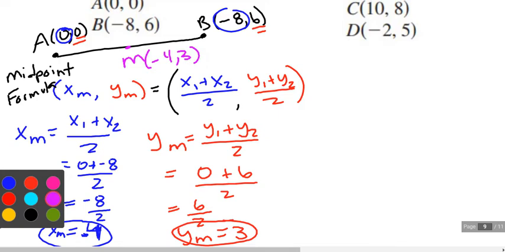In terms of checking our work, this should make sense, and I'll explain why. If we start at 0 and travel to the midpoint, we're going from 0 to negative 4, dropping 4 values. If I start at the midpoint and go to the other endpoint, I should go the same amount, another 4 values, and it does. 0 to negative 4, down 4. Negative 4 to negative 8, also down 4. 0 to 3 for the y values is up 3. 3 to 6, up another 3. So we can confirm using logic that negative 4, 3 is our answer.